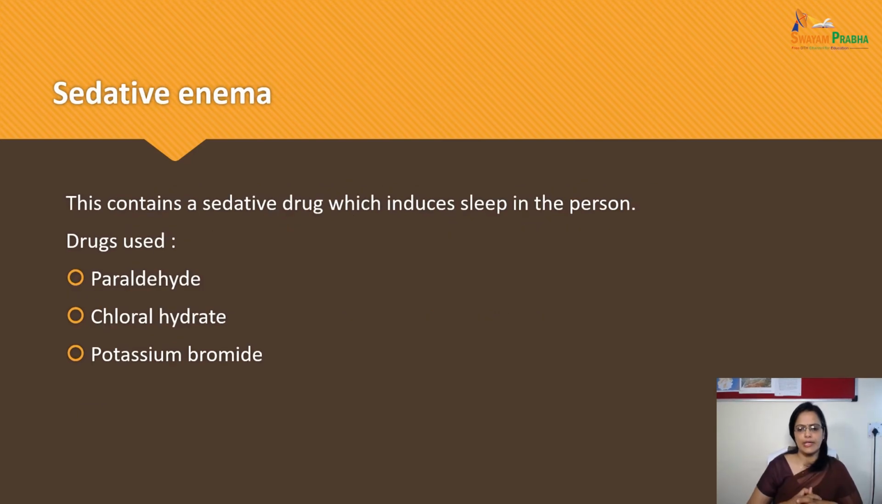Sedative enema. Sedative enemas are used to induce sleep in the person. Paraldehyde, chloral hydrate and potassium bromide are a few drugs which are used as prescribed by the doctor.